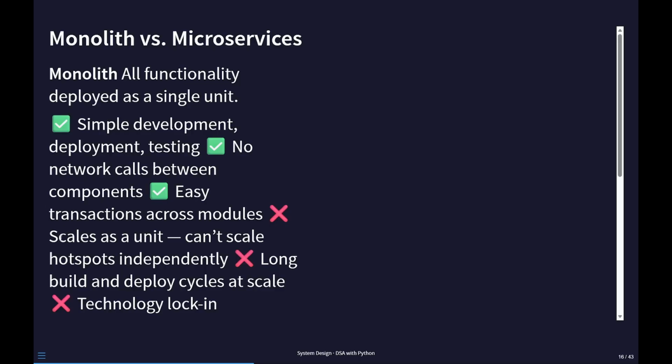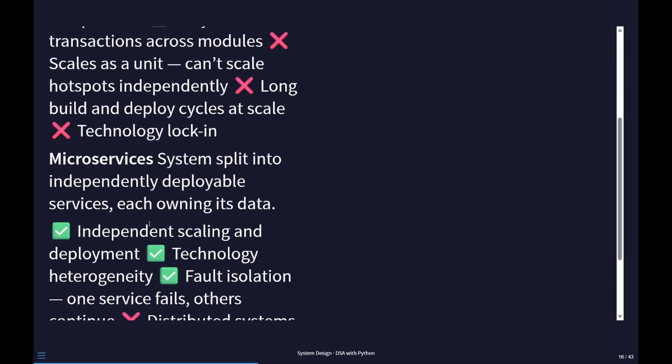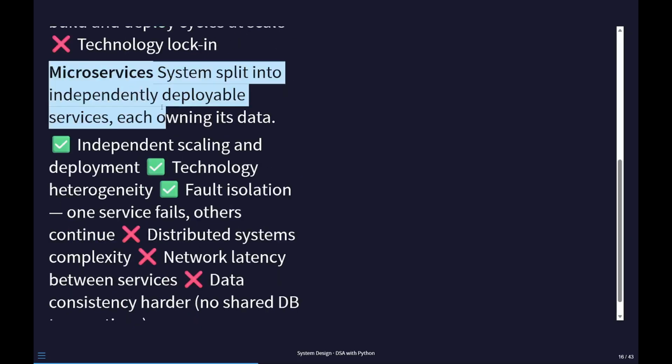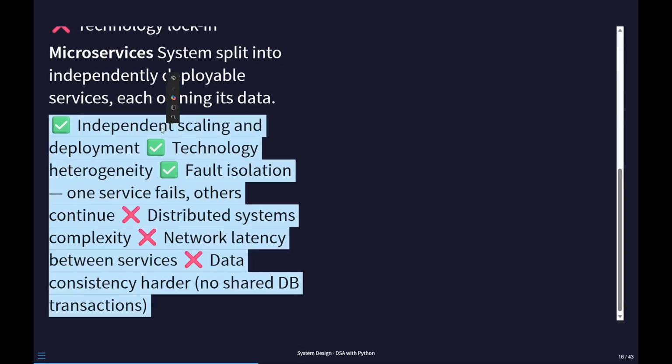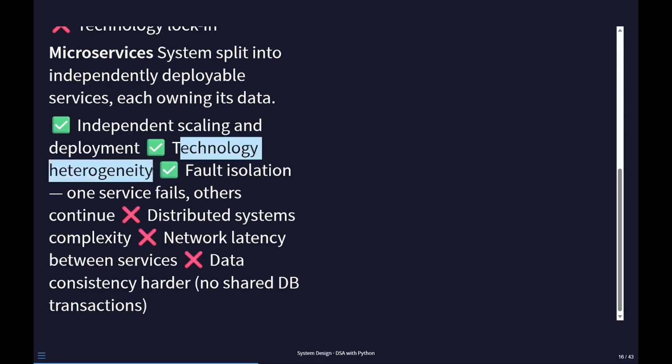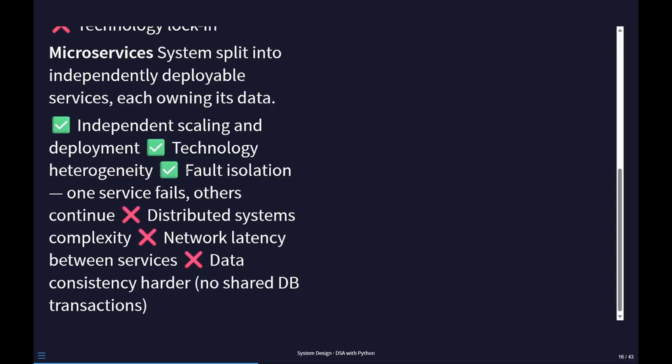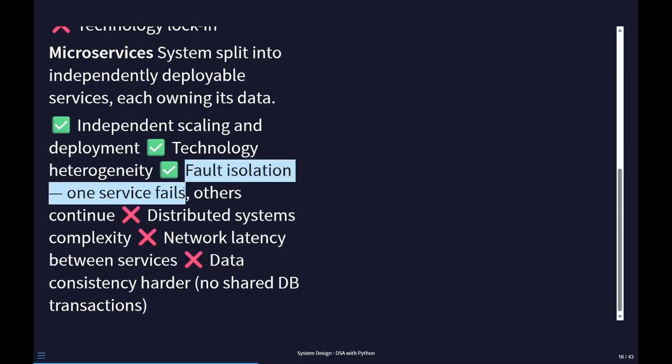Microservices decompose the system into independently deployable services, each owning its own data store. No shared database. You get independent scaling: scale just the service that is under load. Technology heterogeneity: the recommendation engine can be Python, the payment service can be Java, the chat service can be Go. Fault isolation: if the recommendation service crashes, checkout still works.